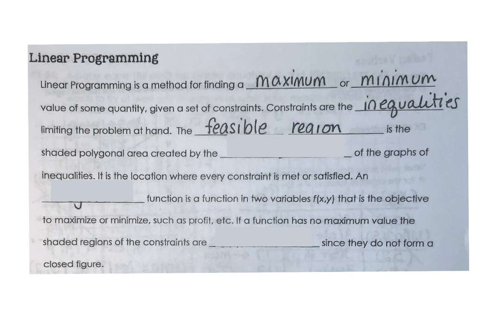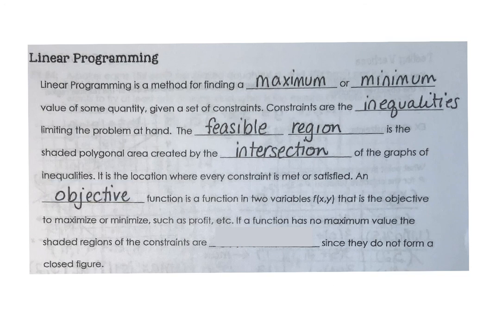The feasible region is the shaded polygonal area created by the intersection of the graphs of the inequalities. So the feasible region is that intersecting graph that happens when you graph your constraints. That is the feasible region. It's the location where every constraint is met or satisfied. So you're going to have a section of your graph where every point in there meets all of your constraints.